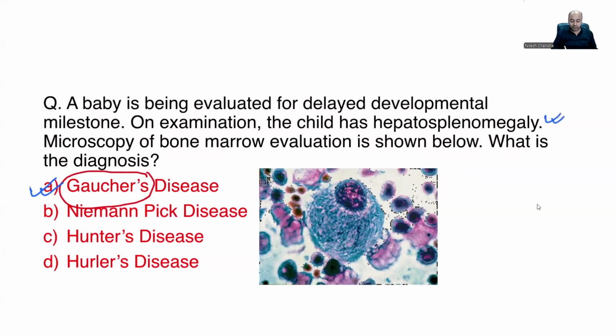The hepatosplenomegaly and the delayed developmental milestone will favor Gaucher's rather than CML. In CML, you don't have any effect on the developmental milestone, though hepatosplenomegaly may still be there.